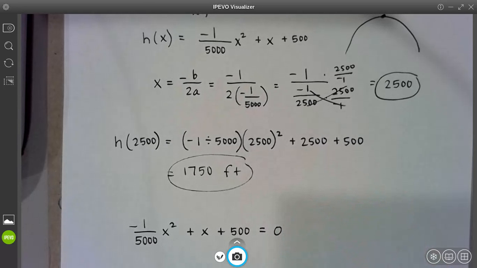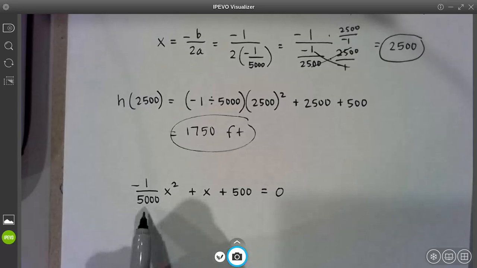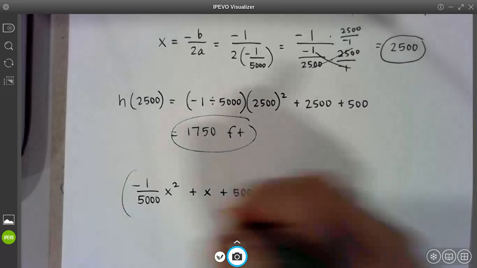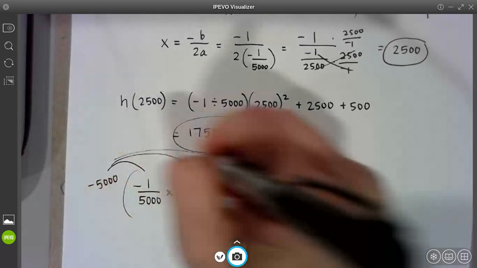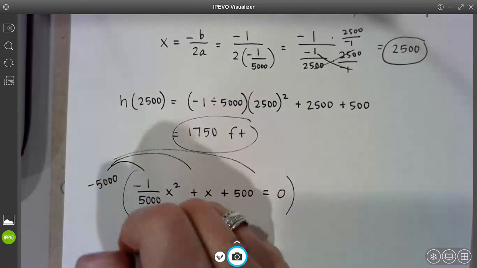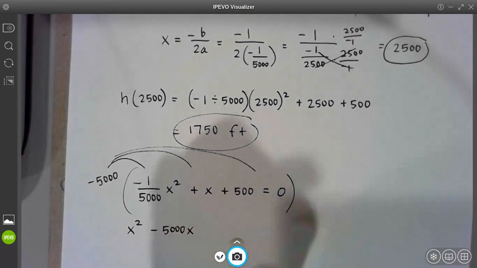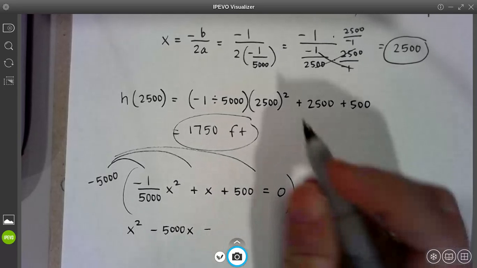Okay, now, the way it looks, I would be shocked if it factored. Maybe it does. So what I did, just to make myself have easier numbers to look at, is I got rid of the fraction. I multiplied everything by negative 5,000 so that I didn't have a fraction to plug in for an A, a B, or a C. So that gave me just x squared, and then it became minus 5,000x in the middle, and then minus 2,500,000.